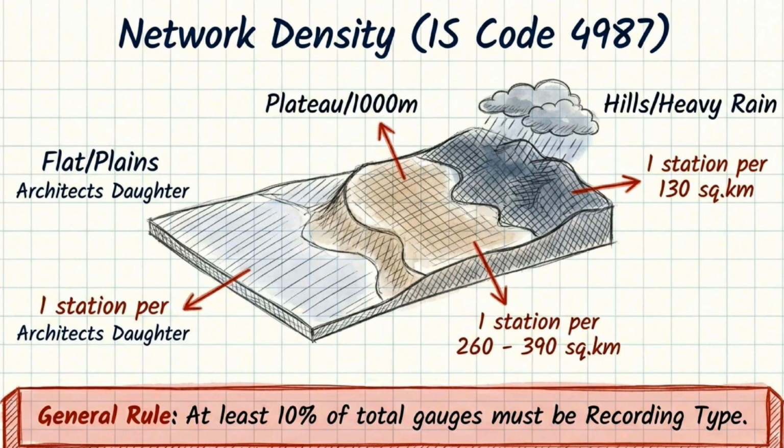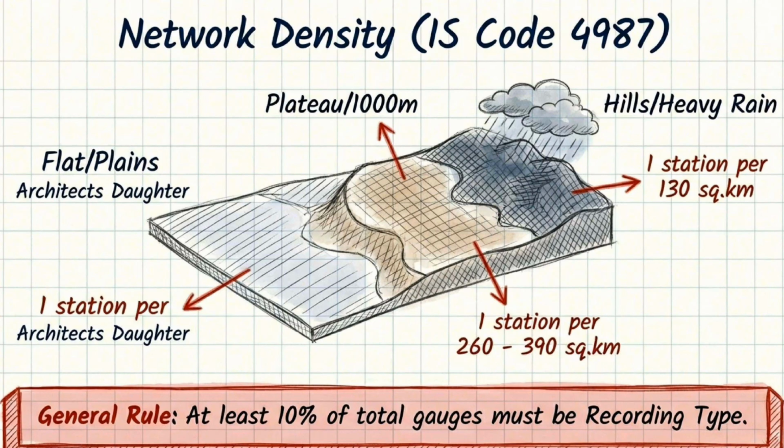Now let's understand rain gauge network density, which is given in IS code 4987. Network density simply means how many rain gauge stations should be installed in a given area to measure rainfall accurately. The number of stations depends on the type of terrain and rainfall conditions. First, consider flat or plain areas. Since rainfall variation is usually smaller here, fewer stations are needed. According to the code, we install one rain gauge station for about 520 square kilometers.